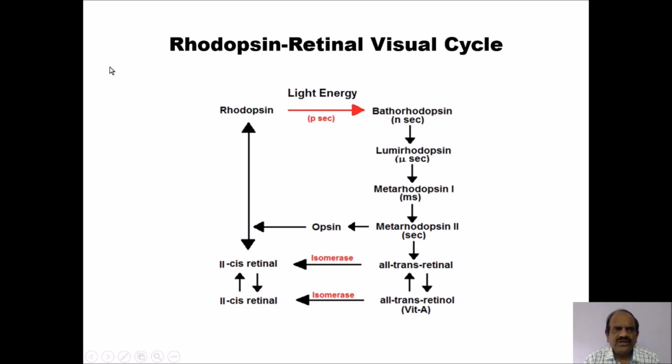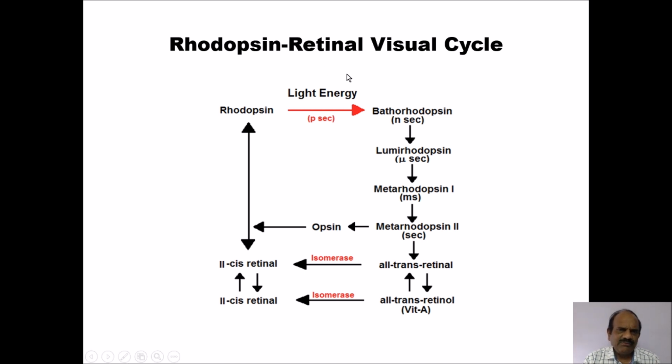This figure gives the idea about the rhodopsin-retinal visual cycle, or what we call the bleaching of the pigments in cones and rods. As we have just seen, the light energy is absorbed by the rhodopsin. Then the 11-cis form is converted to the all-trans form, and now it cannot remain combined with the scotopsin, and it gets separated.